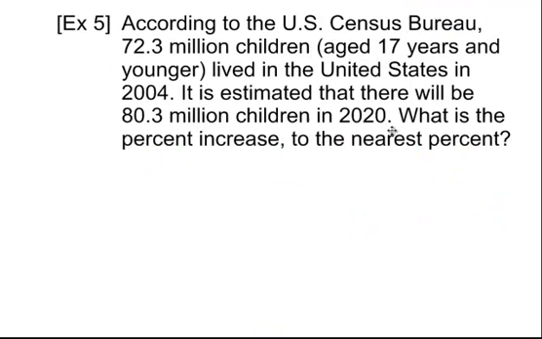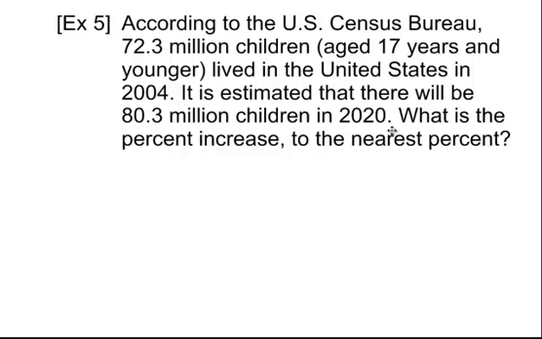All right, number 5. According to the U.S. Census Bureau, 72.3 million children aged 17 years and younger, just like you, lived in the United States in 2004. It is estimated that there will be 80.3 million children in 2020. What is the percent increase to the nearest percent?